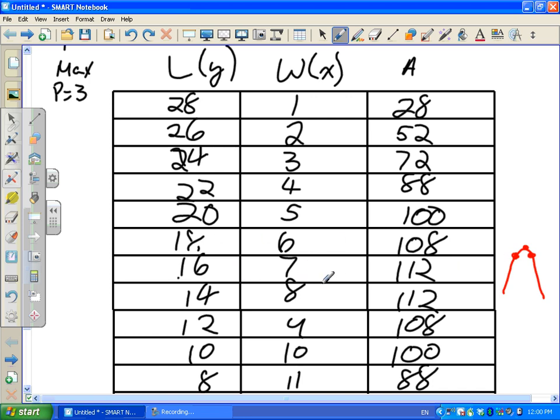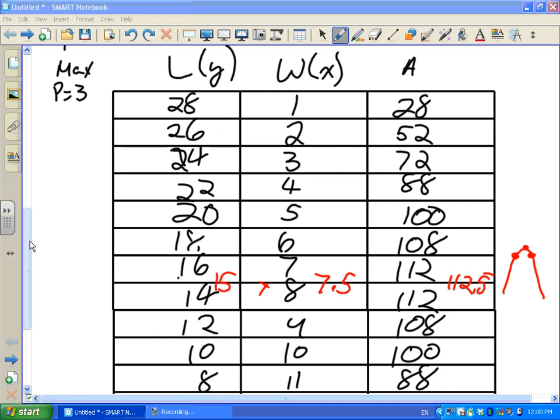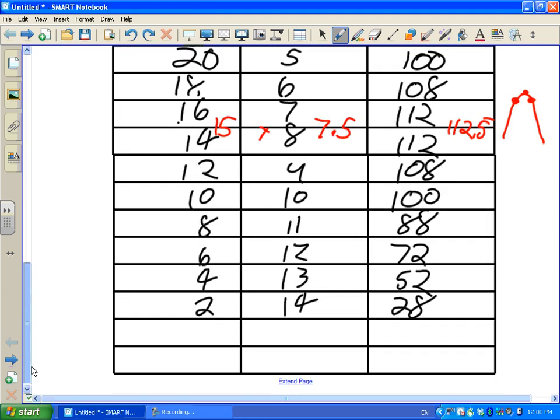So in between these, we have 7.5. And what would that give us for length? 15, right? 15 times 7.5, what would our area be? 112.5. Okay, so going through all of these numbers, we discovered that if I had a length of 15 and a width of 7.5, my area would be 112.5. That's a lot of work. There is a faster way to do this. I'm going to deal with it right now, okay?